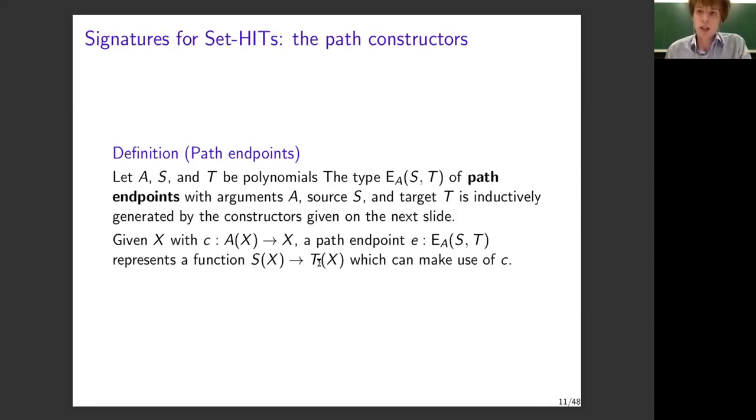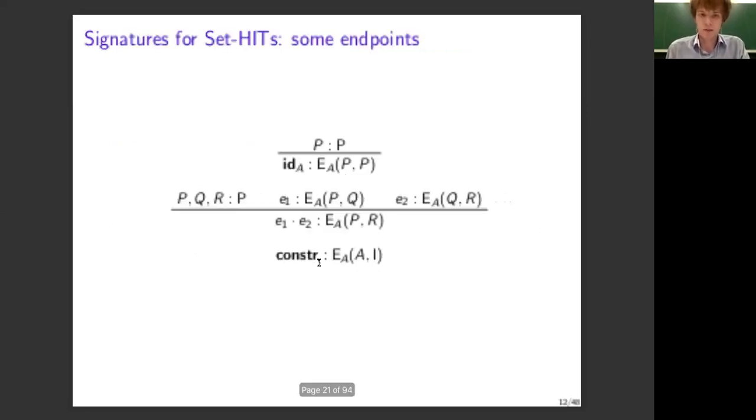I won't show you all constructors for the path endpoints, but just a couple. So here you have 3 constructors for path endpoints. So first of all, you have the identity, which represents the identity function, and you have composition, which is the composition of functions. There also is a constructor, which represents the point constructor. So in the case of the circle, this would represent base. And there are many others, like the first projection, in left, and so on.